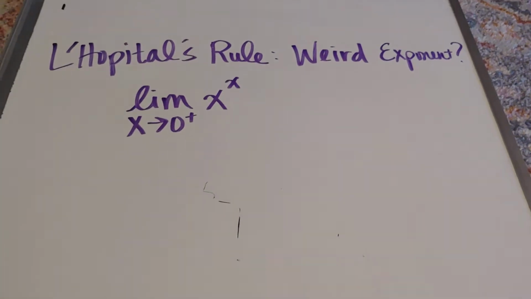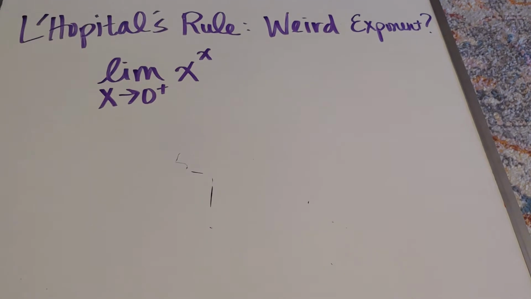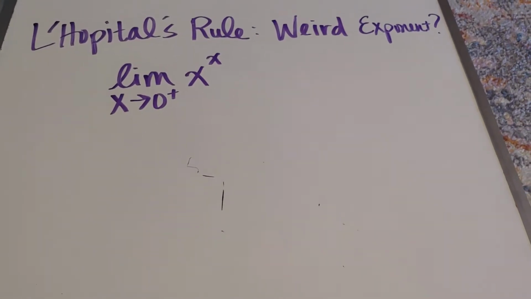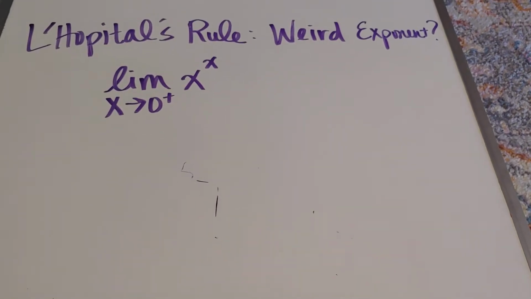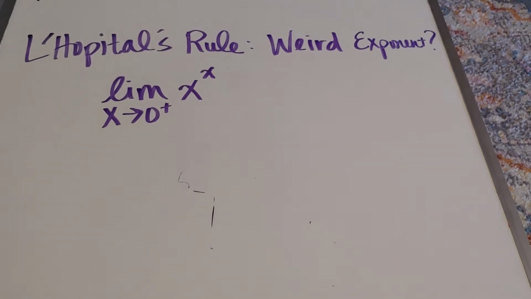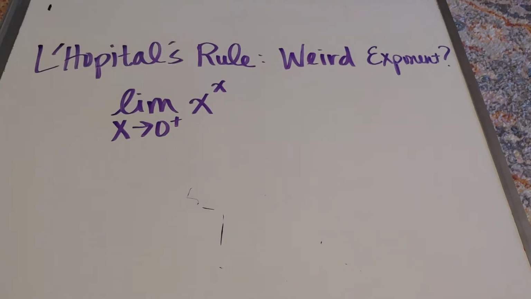In this last video for L'Hopital's rule, we're going to look at weird exponents. It looks like the limit as x approaches 0 from the right of x to the x. So when I say weird exponent, I mean an x in the exponent, a ln x, a tangent x, a sine x, just some weird funkiness. You'll know them. They're at the end of the homework assignment.